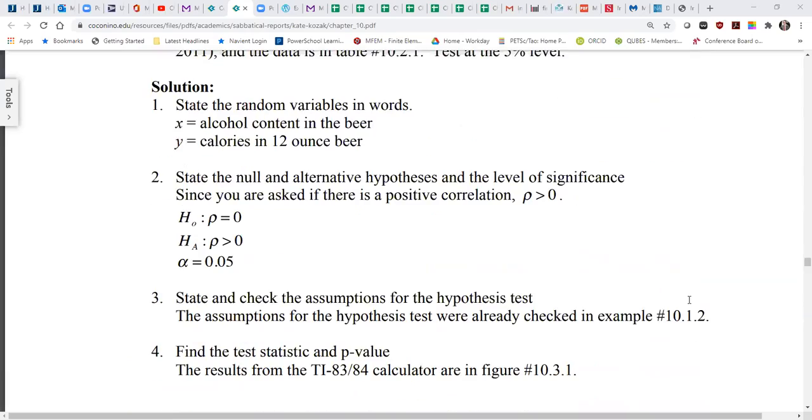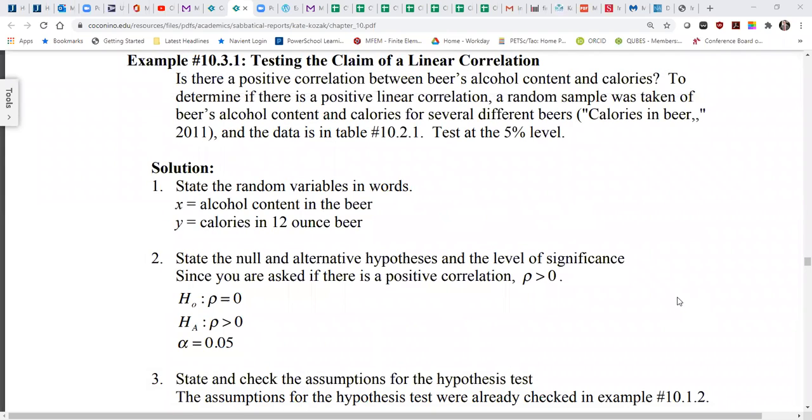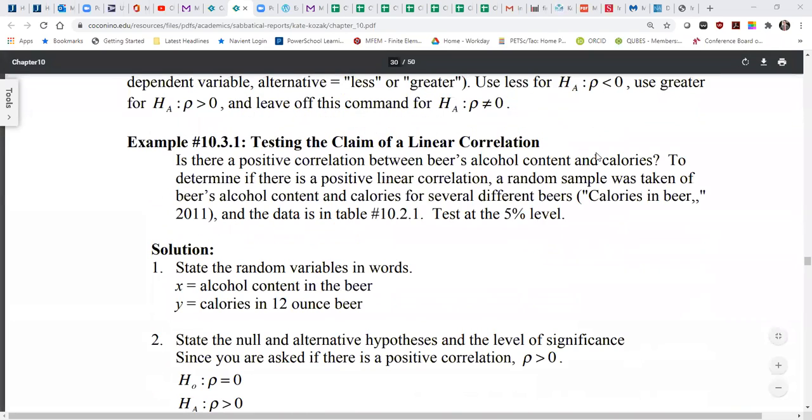So this is the example using the same data. In this example, is there a positive correlation between alcohol content and calories? To determine if there is a positive linear correlation, a random variable was taken of beer alcohol content and calories for different beers.